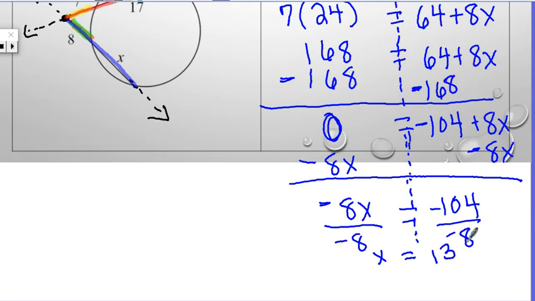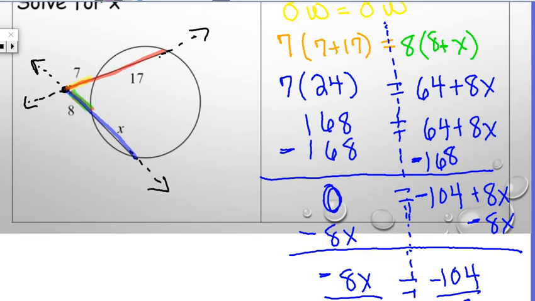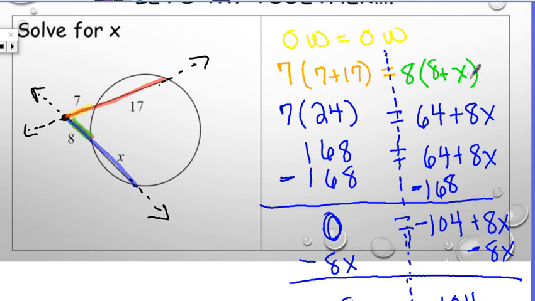And you can go back and check it. If you put 13 here, you should be able to do the math on the left side and get 168, and then 8 plus 13 times 8 should also equal 168. So these two sides should equal each other if you are correct.